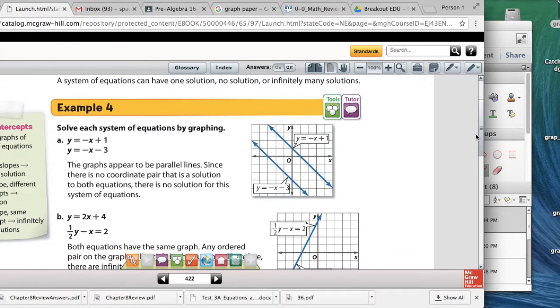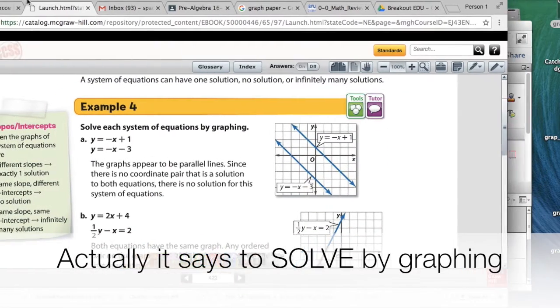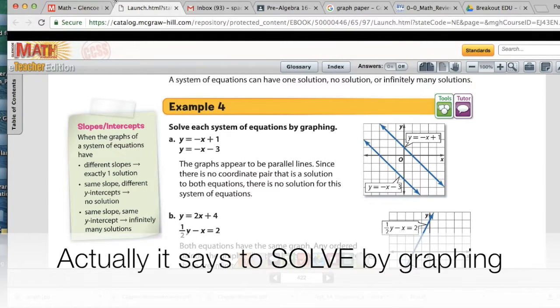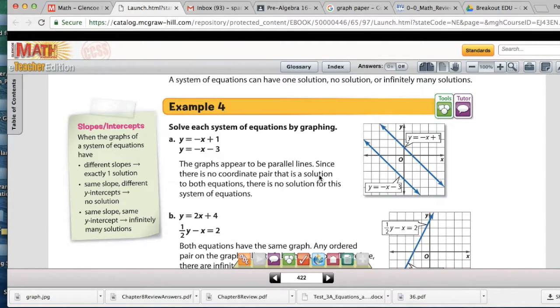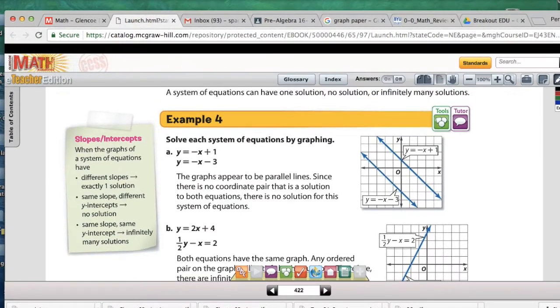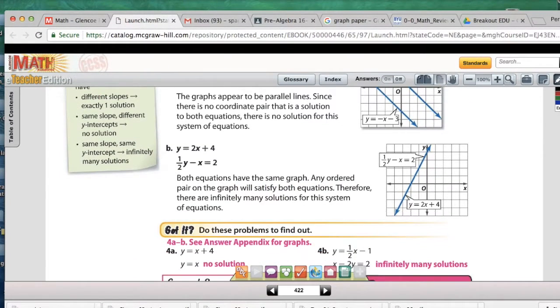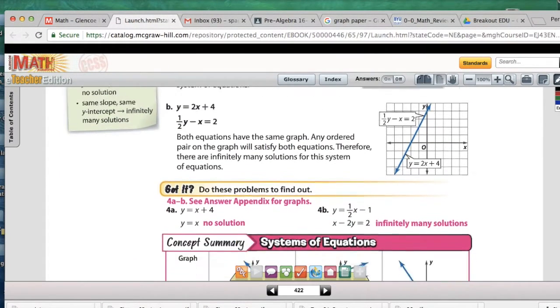On example 4, it says to solve each system of equations by graphing. Notice on letter A, we have two lines that are parallel, meaning that there's going to be no solution to this system of equations. We also have a situation in B where the two lines are the exact same line and they're graphed right on top of each other, so there's infinitely many solutions.